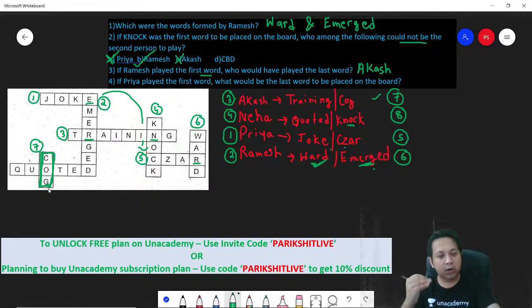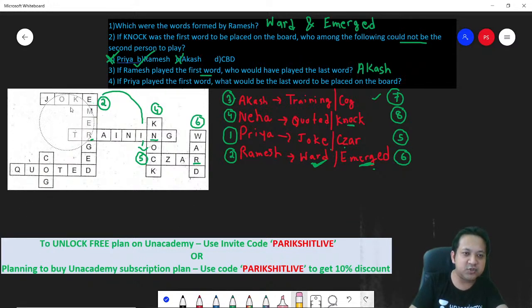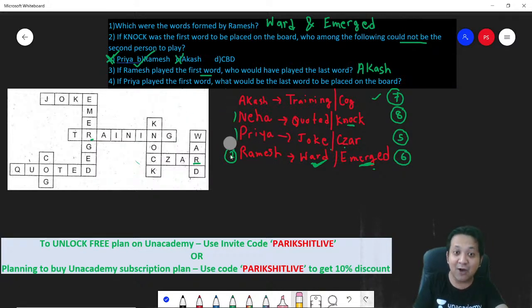Joke being the first word to be formed is incorrect, right? So joke cannot be the first word. This sequence that we assumed is incorrect. So now you know that there's only one sequence possible. What is the other sequence?